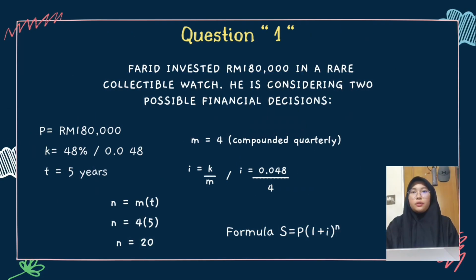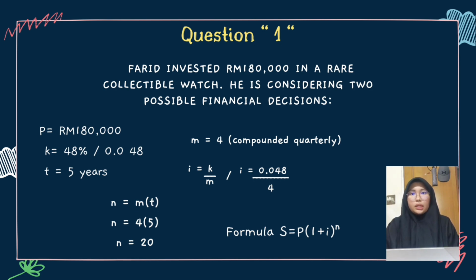Question number 1. Farid invested 180,000 ringgit in a collectible watch. He is considering two financial decisions. First, P is the principal. P equals 180,000 ringgit. This is the amount of money Farid invests at the beginning. Next, K is the annual interest rate. K equals 4.8%, which is 0.048.